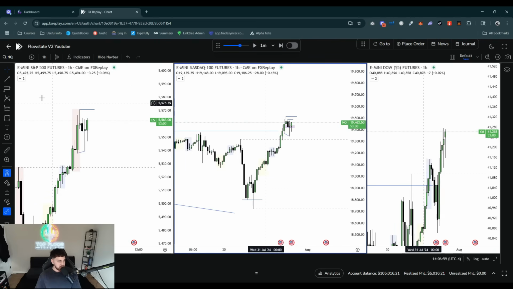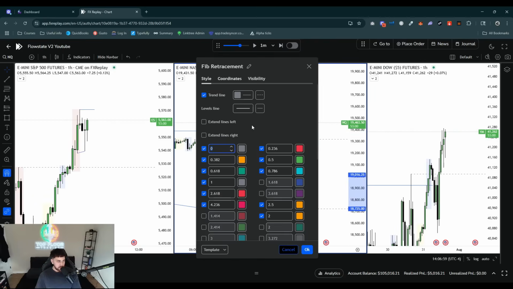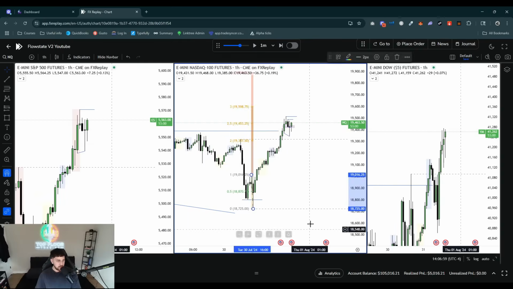I want to measure this manipulation leg and see where -2 lines up for standard deviation. So let's go ahead and see that. All right, let's go. Okay, so we did hit the -2 and the 2 and 2.5, right? We hit that. I got to switch this up, man, because they're always resetting my settings on FX Replay. I don't know why. It's super annoying, but let me go ahead and do this. So 3 and 4, I just want to include 4 here just so I can see where that lines up.